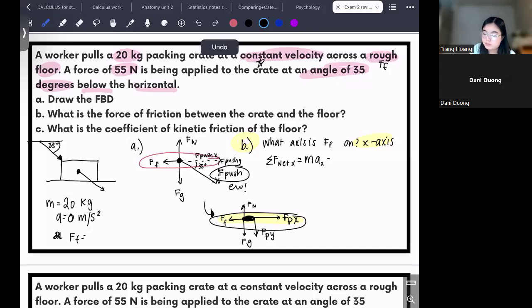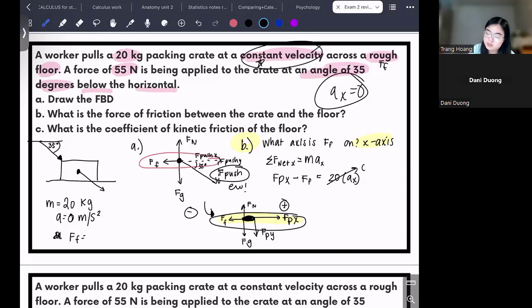Okay. So F net x, we know that the sum of forces in the x direction is equal to mass times acceleration. I'm running out of time. Okay. And so this is going to be force push x, because this is our positive, minus our negative, right? So minus FF is going to be equal to mass, which is 20 kilograms, times acceleration. Our acceleration, however, is 0 because it is at constant velocity. So this automatically goes to 0. Once that goes to 0, we have FPX minus FF is equal to 0.